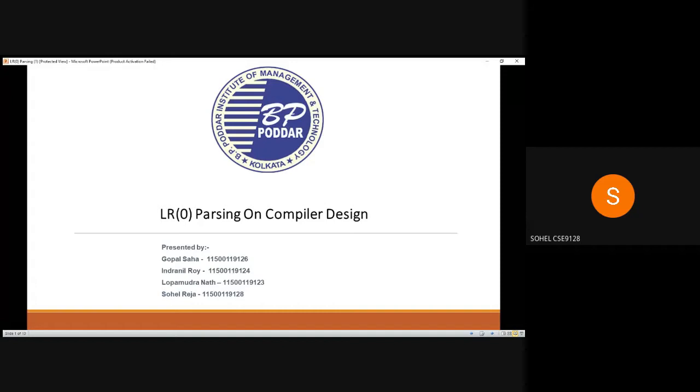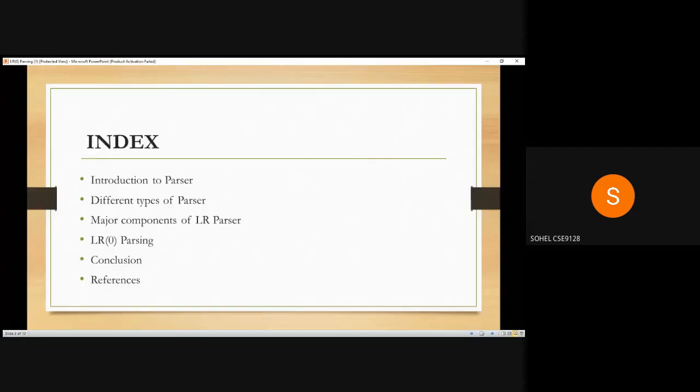Our topic is LR0 parsing on compiler designing. I am Sohail Reja and my other group members are Gopal Saha, Indranil Roy, Lopamudra Nath. I'm going to start the PPT.